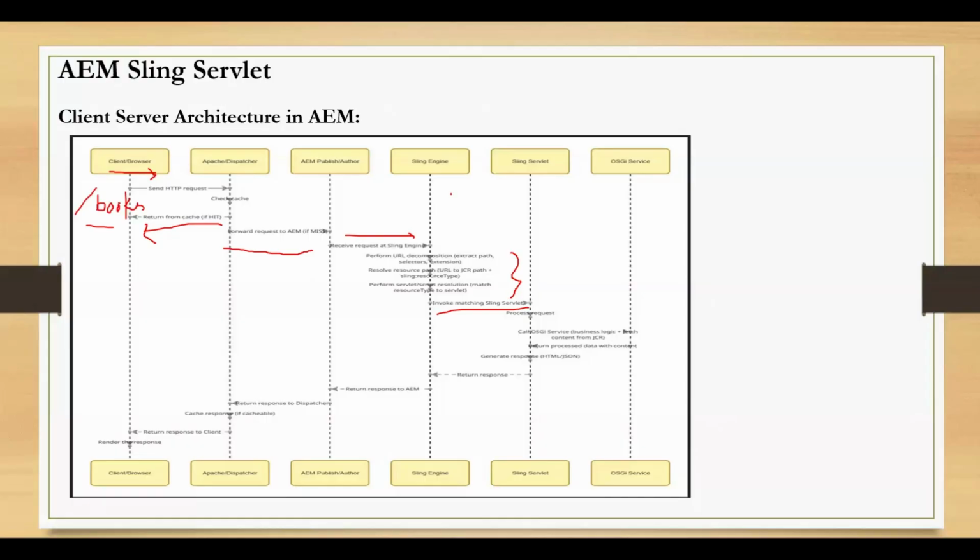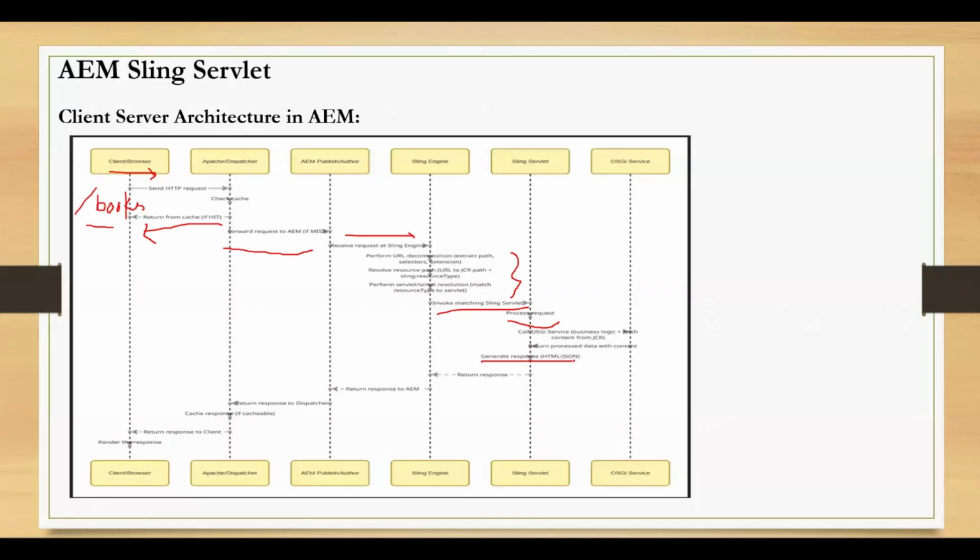So when requests reach the Sling framework, for all the requests, these three steps generally it is performing. One, URL decomposition. The second one is resource path mapping. The third one is that, based on the resource type, it will identify the servlet. Okay, and after that the request will reach the servlet.